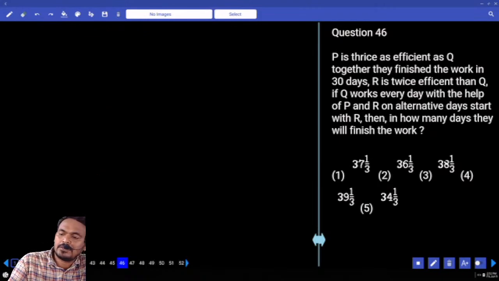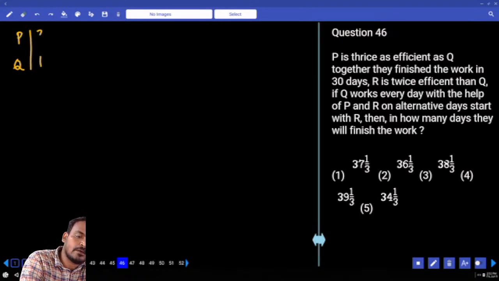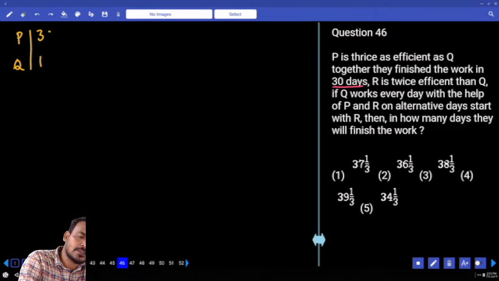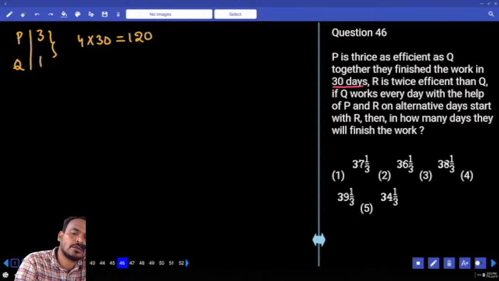First of all, P's efficiency is thrice of which one? Q. P's efficiency compared to Q is how many times? 3 times. Q's efficiency 1 part, P's efficiency 3 parts, and they finished the work in how many days? 30 days. What is 3 plus 1? 4 into 30. That is the total work. What is the total work?